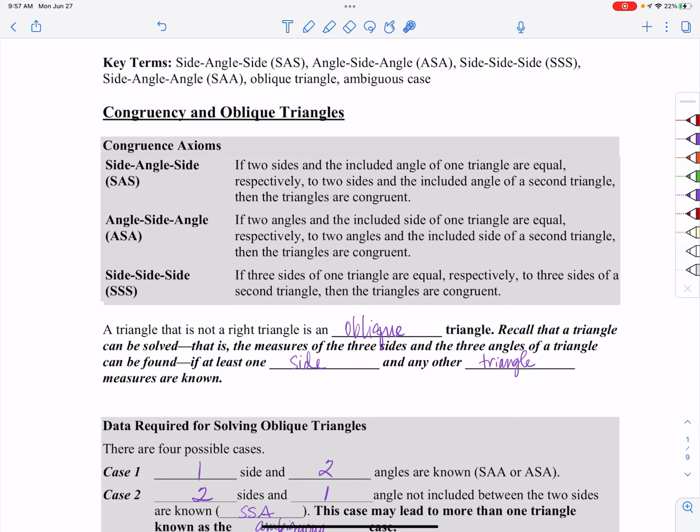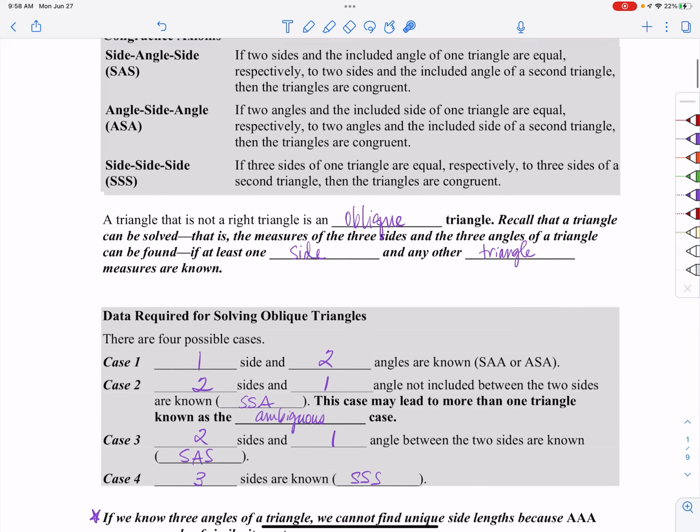And so basically what's going on here is if you've got two sides and the included angle, that's why the A is between the two S's, two sides and an included angle are equal to the two sides and included angle of another triangle, then we know that these two triangles are exactly the same thing. They're congruent to each other. ASA just simply means that the side is between the two angles, and then SSS means that I have three sides.